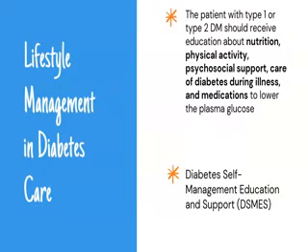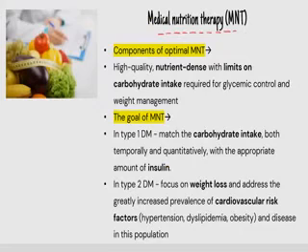So, lifestyle management in diabetes care. The patient with type 1 or type 2 diabetes should receive education about nutrition, physical activity, psychosocial support, care of diabetes during illness, and medications to lower the glucose level. And also, as I mentioned, there's something called diabetes self-management, education, and support, which I will not be elaborating now.